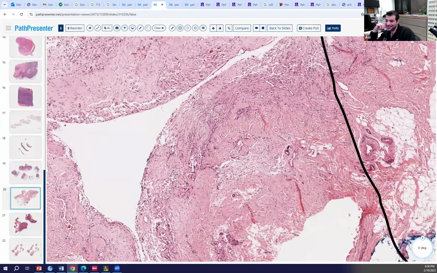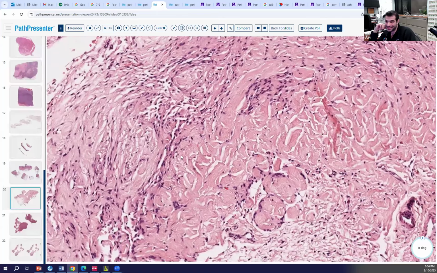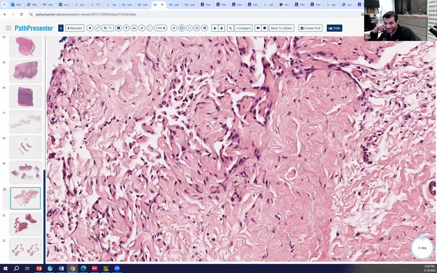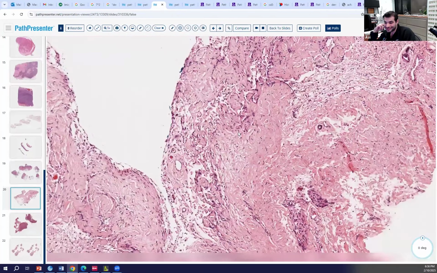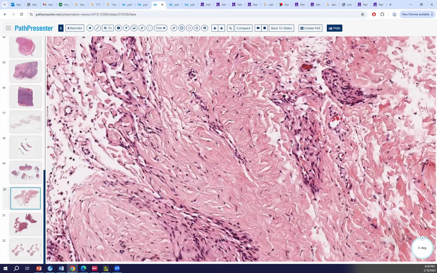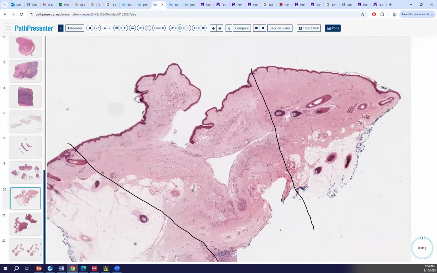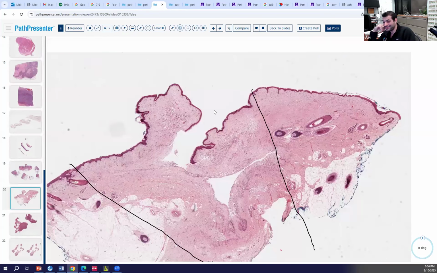By the way, those pseudovascular spaces are back again. This is the same rudimentary meningocele, yes.